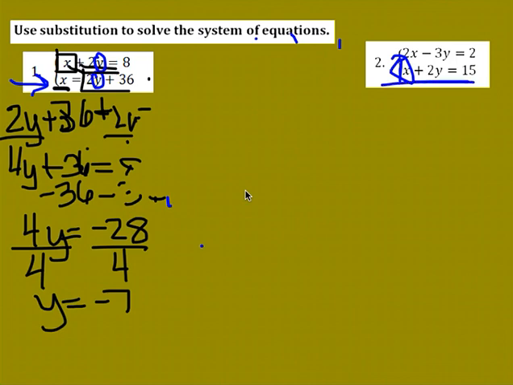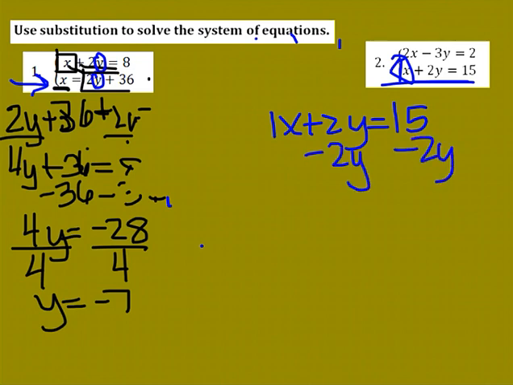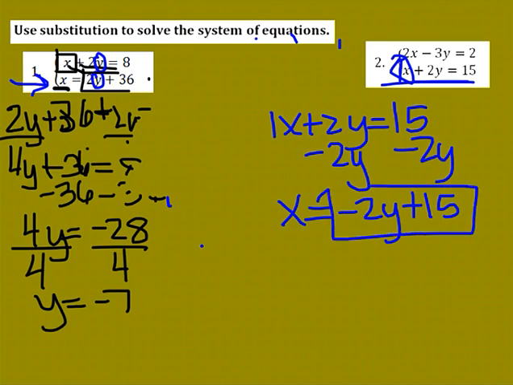So I'm going to go ahead and solve for this one right here. I have 1x plus 2y is equal to 15. Now I'm going to solve for that x, so I need to bring that 2y over to the other side. When I do that, I get x is equal to negative 2y plus 15. I can't add those together because one has a y and one doesn't. So now I know that x is equal to this, and I'm going to plug it in for x in the other equation.